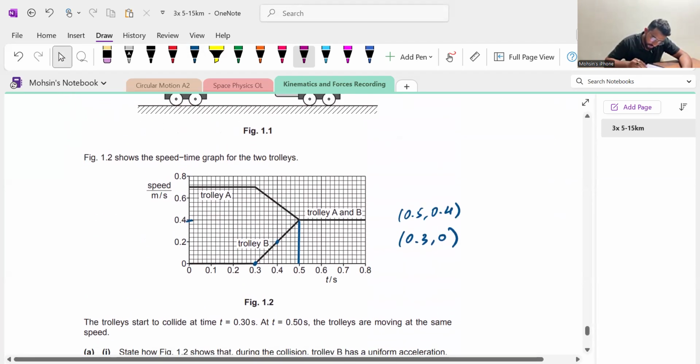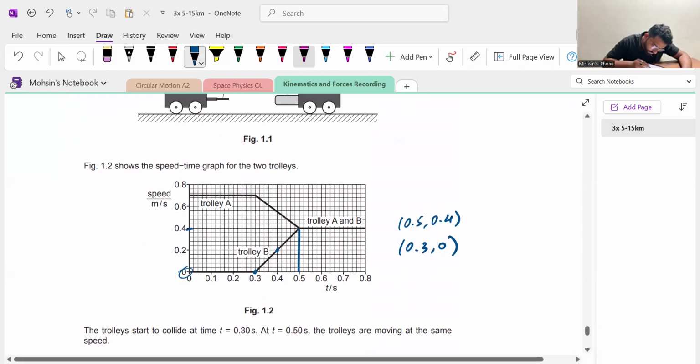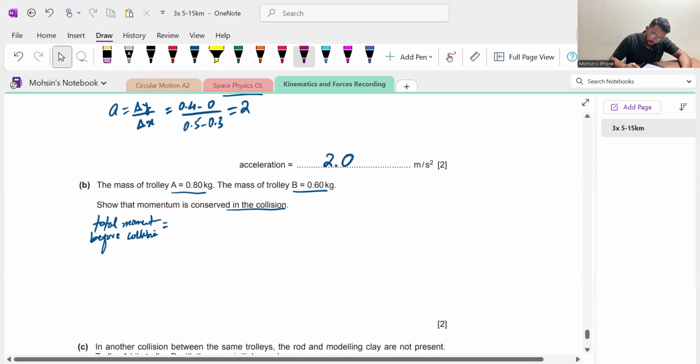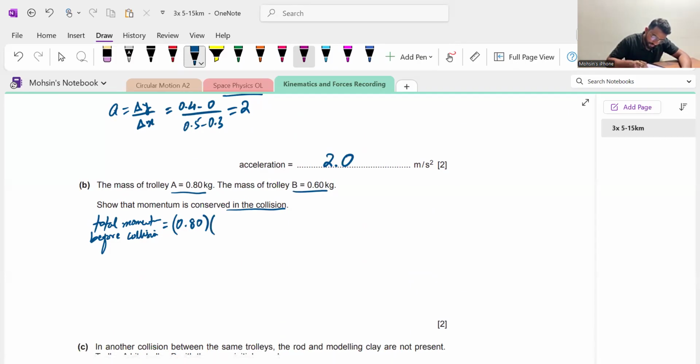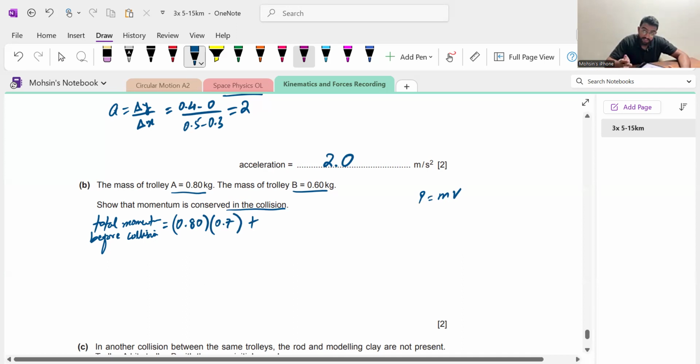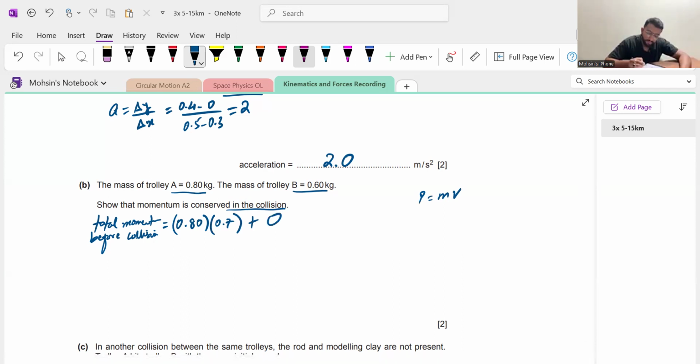Before the collision trolley B is at rest, but trolley A has a speed of 0.7. So A has mass 0.80 times 0.7. Momentum is mass times velocity, so I'm just multiplying mass by velocity. Because trolley B is initially at rest, its momentum is 0, because momentum is only present when the object is moving. So 0.8 times 0.7 is 0.56.